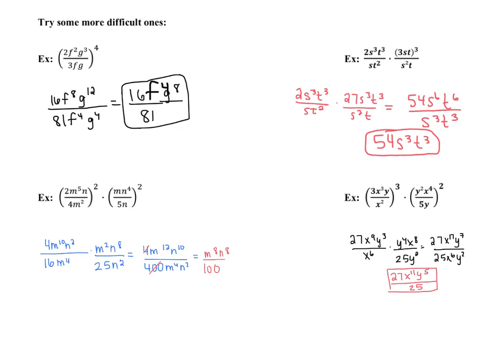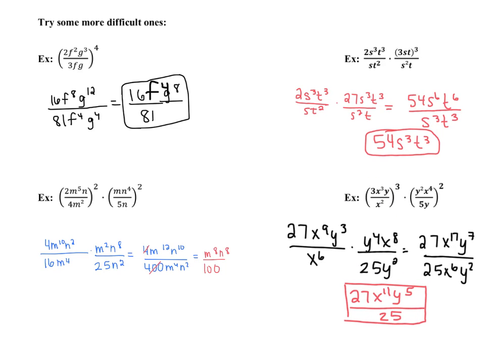And then this last example, so I started by cubing everything in the first set, which got me 3 cubed is 27, x cubed cubed is x to the 9th, y cubed, x squared cubed is x to the 6th, and then I squared everything here. So y squared squared is y to the 4th, x to the 4th squared is x to the 8th, 5 squared is 25, y squared is y squared.